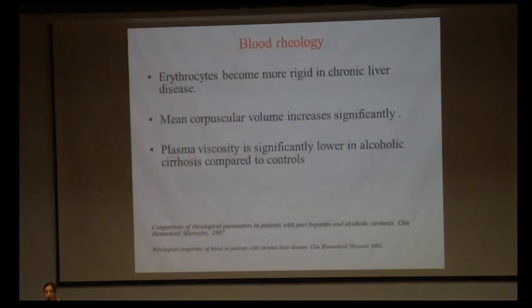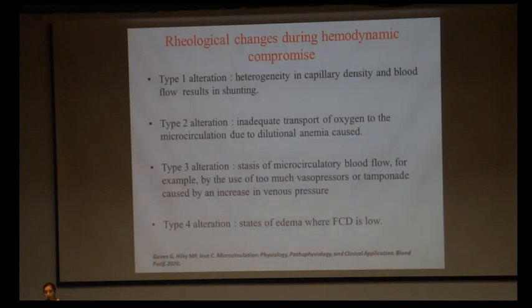Then we come to blood rheology. So what is the blood rheology in liver disease? The erythrocytes are more rigid, the volume of the RBCs is increased, and the plasma viscosity is lower. Then what happens in hemodynamic compromise? There are four types of changes in blood rheology when we see patients who come with hemodynamic compromise. In type 1, there is heterogeneity in the capillary density.